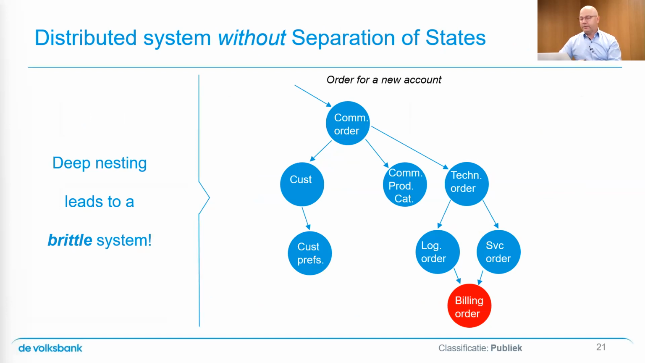Deep nesting in systems leads to brittle systems. What that means is it's a very, very pragmatic approach to looking at your landscape. If you have deep chains of message exchanges, coordination problems happen. Example, down there, you see the red billing order. If there is an issue there, that issue can't be solved by the billing order.